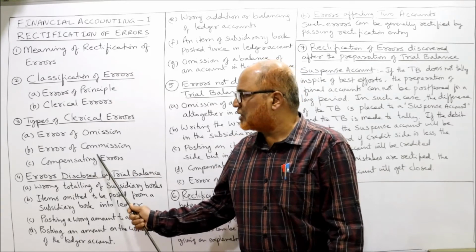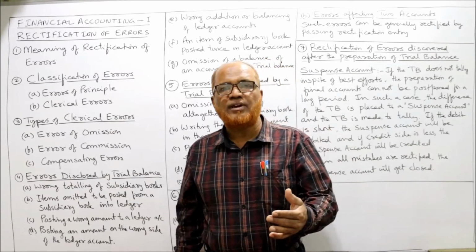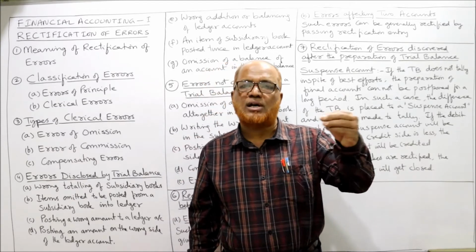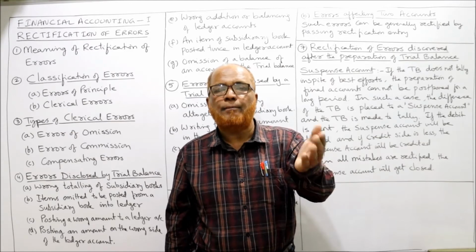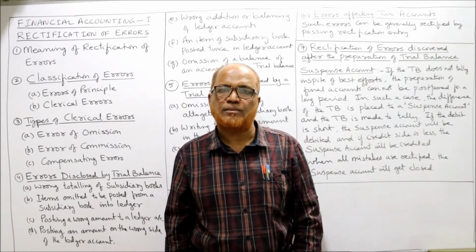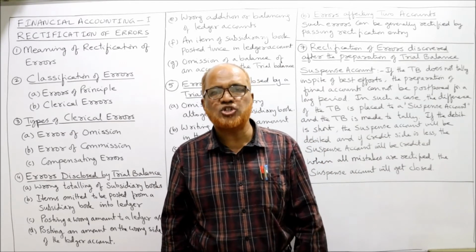Similarly, one more example we can give like this. Suppose the goods are sold to Mr. X. Instead of debiting X, by mistake he has debited Y account. It's an error of commission.